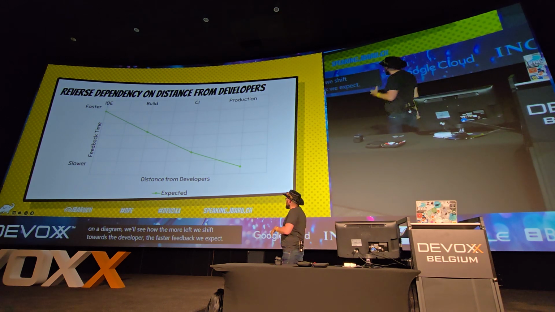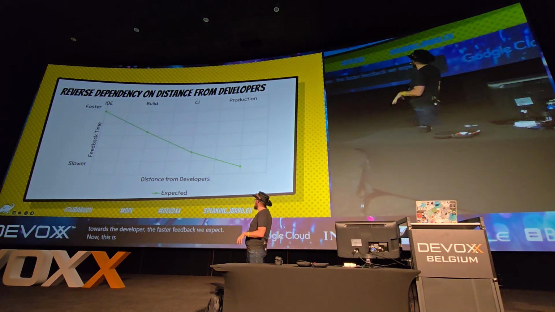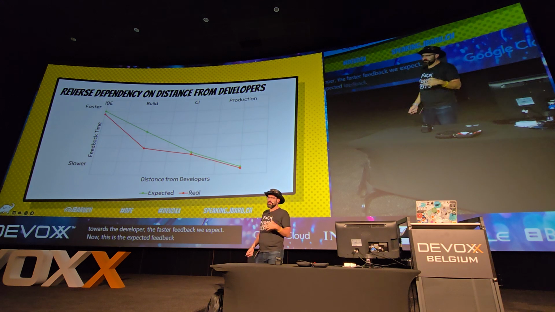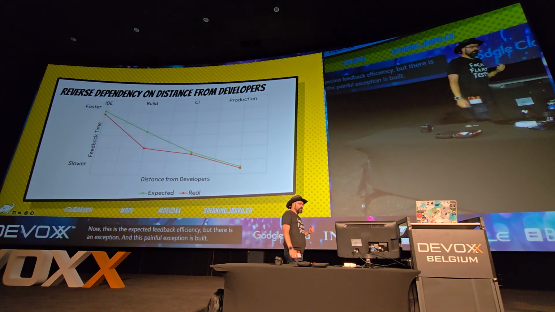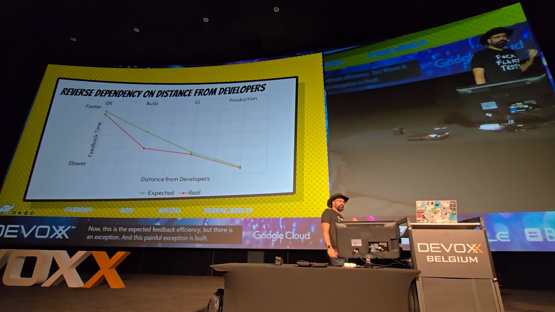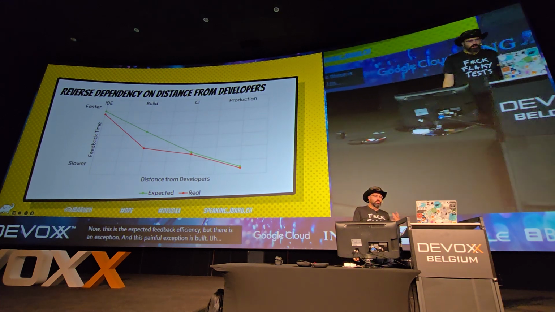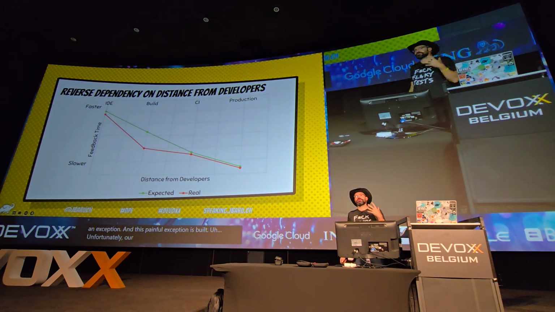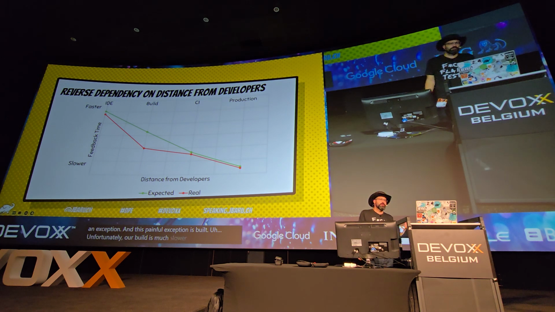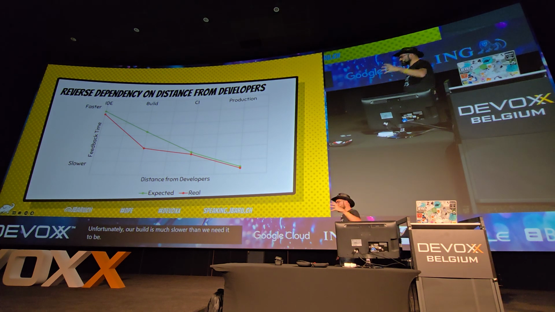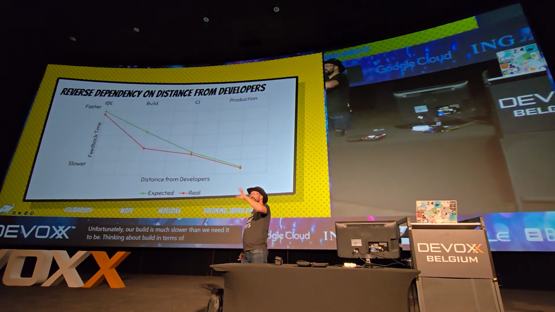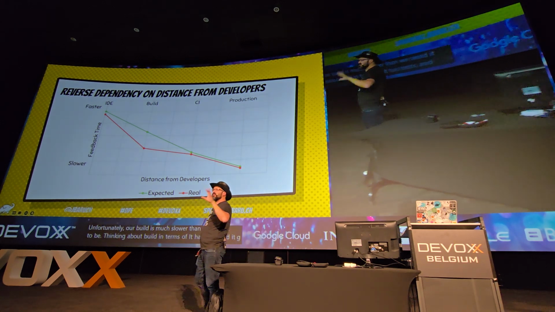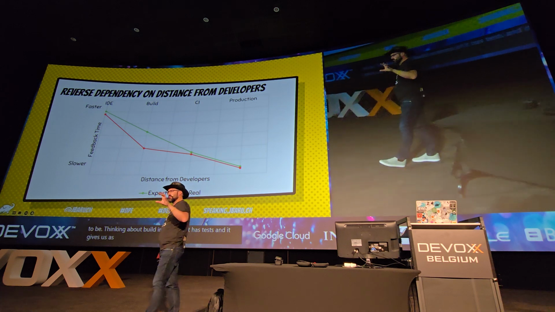Now, this is the expected feedback efficiency, but there is an exception. And this painful exception is build. Unfortunately, our build is much slower than we need it to be. Thinking about build in terms of it has tests and it gives us as much feedback as possible.